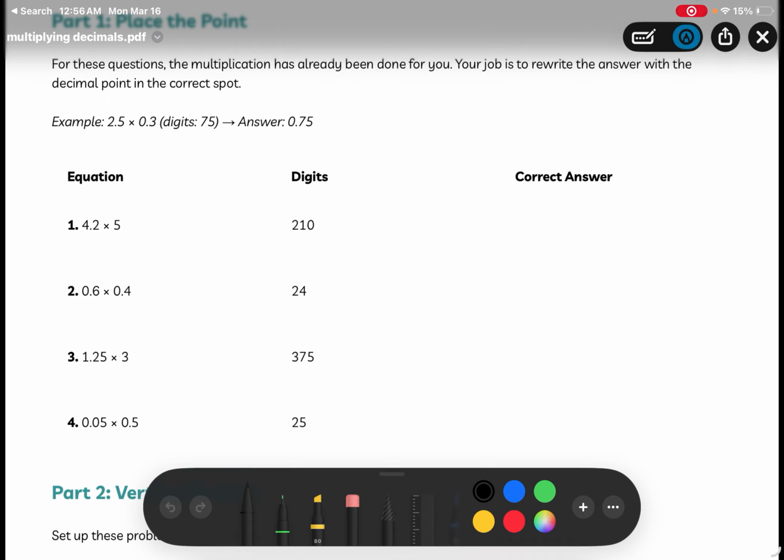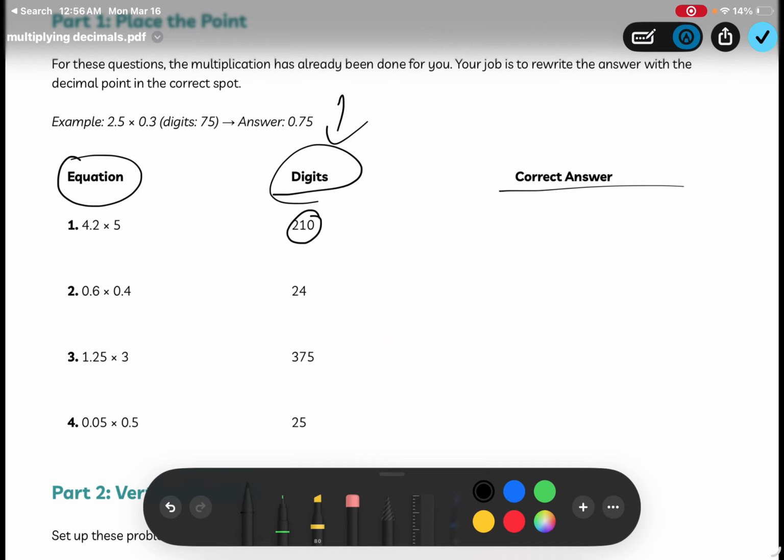The very first thing is your equation, your digits, and the correct answer. The reason why they give you the digits is because this is the answer that they got. So as you know, 4.2 times 5, when you are multiplying decimals, it doesn't necessarily have to line up. The main thing is you just want to line it up based on what numbers you have available, right?